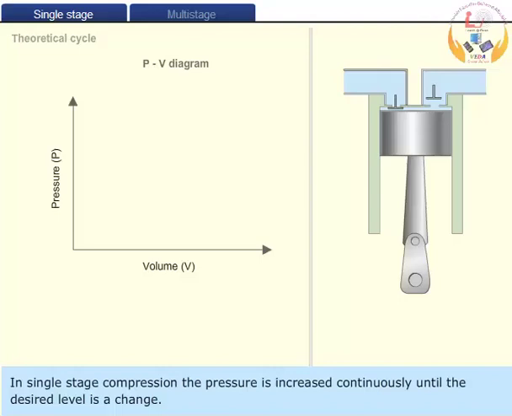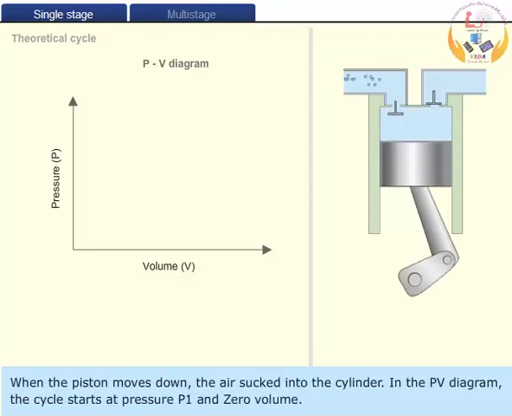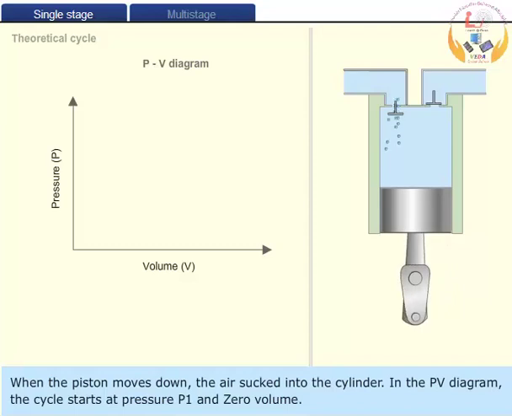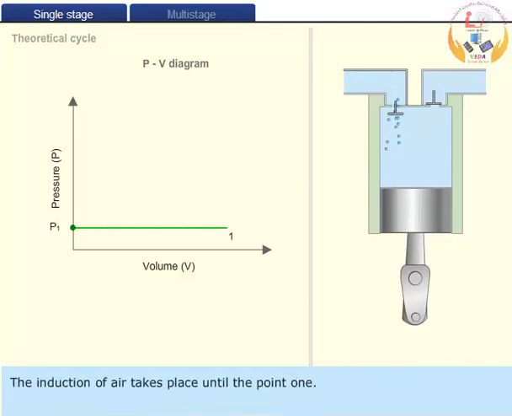In single-stage compression, the pressure is increased continuously until the desired level is attained. When the piston moves down, the air is sucked into the cylinder. In the PV diagram, the cycle starts at pressure P1 and zero volume. The induction of air takes place until the point 1.